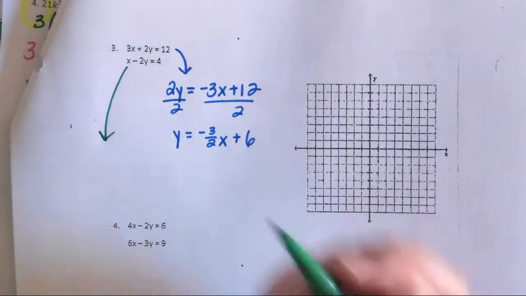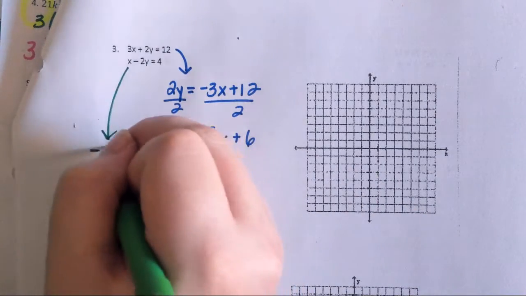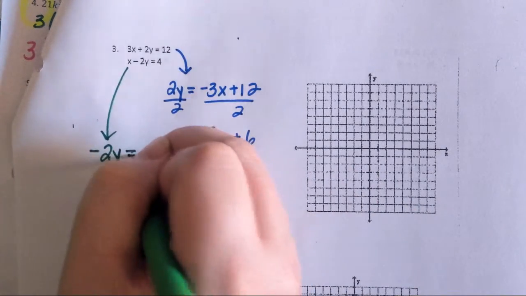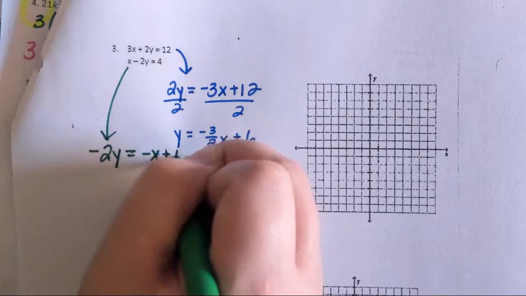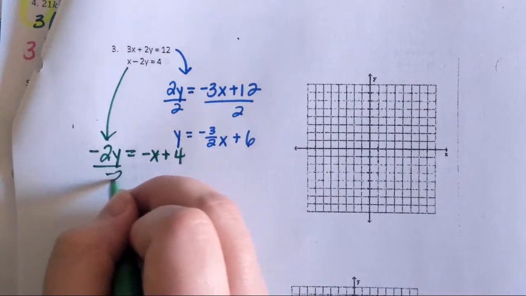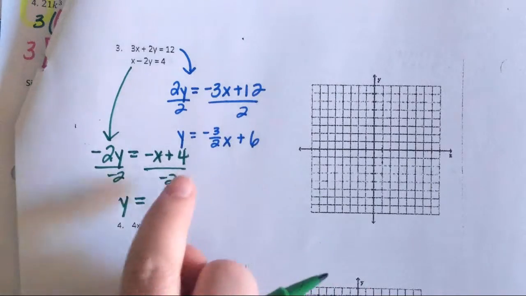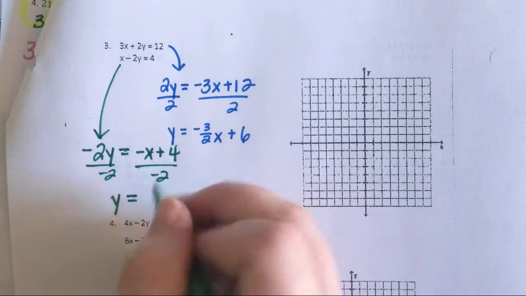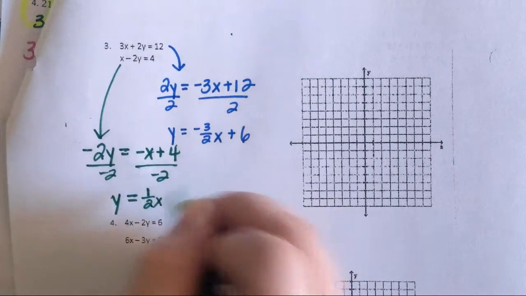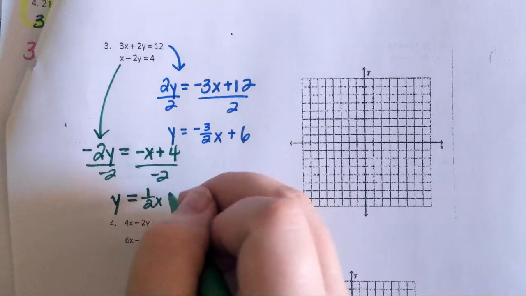Well then, same thing down here. If I subtract x from both sides, I'll have negative 2y equals negative x plus 4. I divide by negative 2. I end up with y equals negative 1 over negative 2 is positive 1/2. Positive 4 over negative 2 is negative 2.